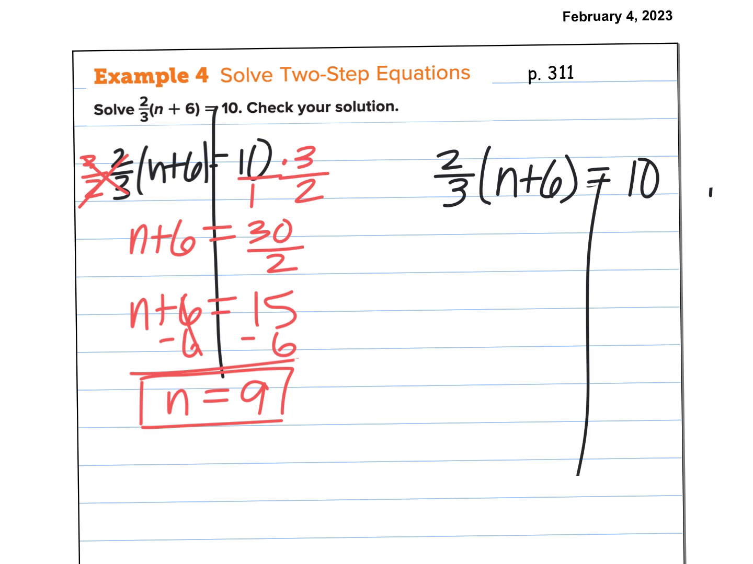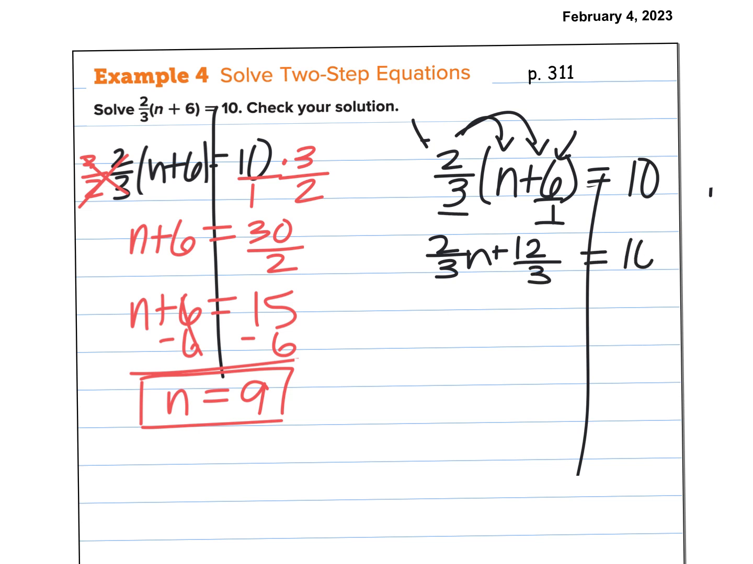Okay, your second option is, again, draw your line down. You can multiply. I'm going to do 2/3 times n, which is 2/3 n. Okay, and then I'm going to do 2/3 times 6. I'll put a 1 under the 6. Now, when you times this, make sure you do the 2 times the 6, the tops. So I get plus 12. And then 3 times the 1 is over 3. And then equals 10. So all I did was distribute to start with.